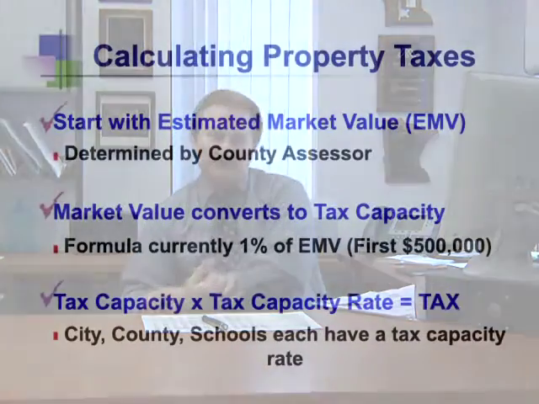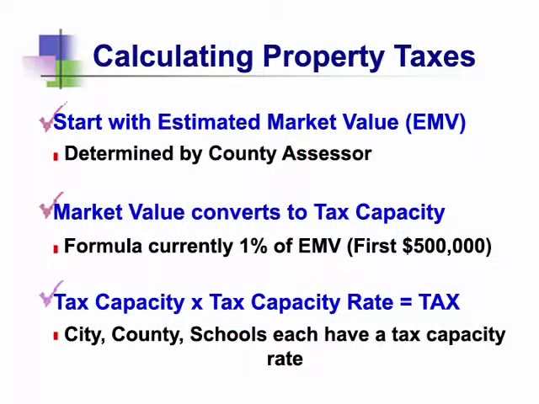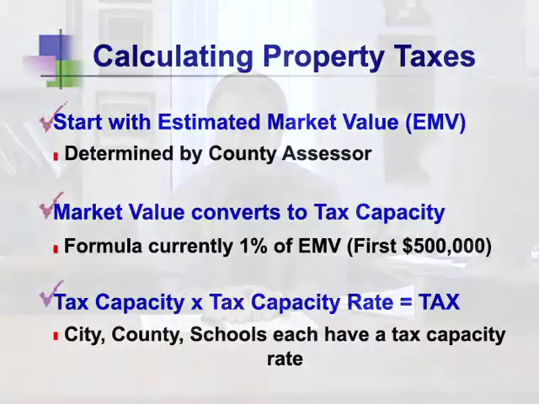Now, as we talked about in previous shows, you start with the estimated market value of your property, and that of course is determined by the county assessor or city assessor. From there you get a tax capacity value of your property, and again, as you remember, up to the first $500,000, 1% of your estimated market value would equal your tax capacity. And then you take the tax capacity figure and you multiply it by the tax capacity rate. And that's what we're going to be talking about specifically here.